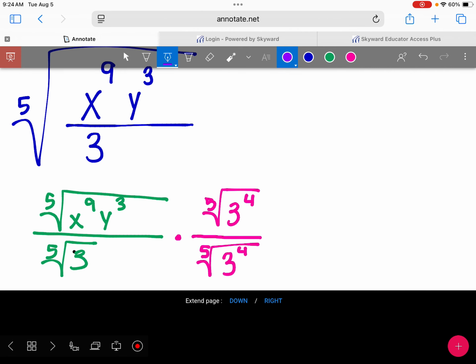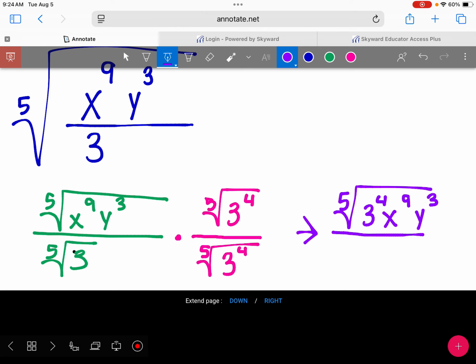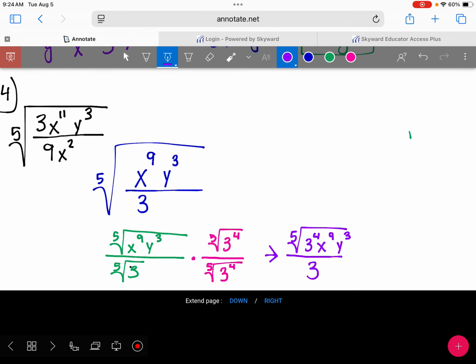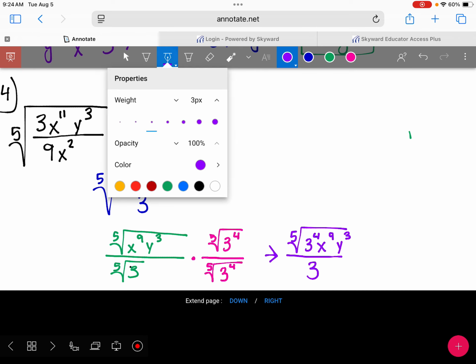So what we're going to have here, let's do an arrow over here. We're going to have our fifth root of 3 to the 4th, x to the 9th, y to the 3rd. And in our denominator, we're going to have our fifth root of 3 to the 5th. The fifth root of 3 to the 5th is just 3. The whole point is to get that denominator to be a whole number. Sorry, I'm just trying to make it so that my words are not tiny. So we have one last step to simplify this.